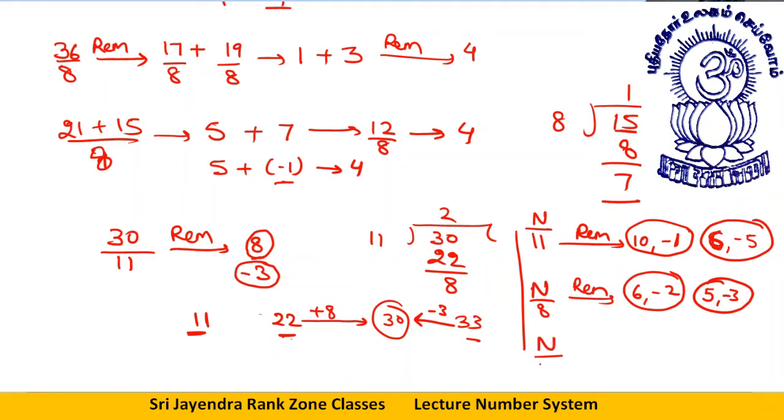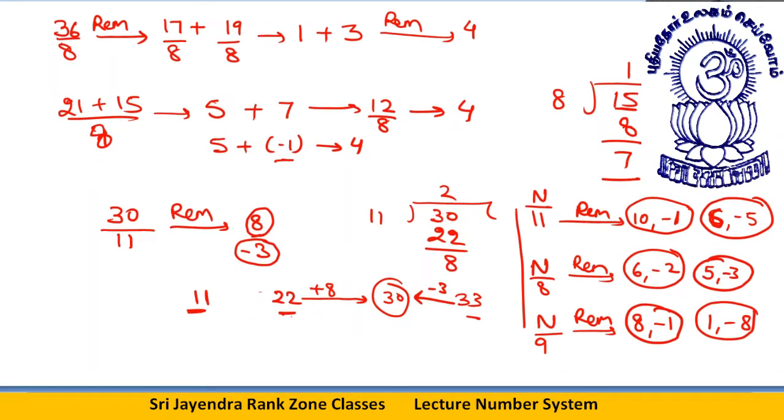Suppose I divide a number by 9 and I say the remainder is 1 or the remainder is 8. Then I can also say the remainder is minus 1. If my remainder is 1, then I can also say the remainder is minus 8. It depends upon the question we are attempting.